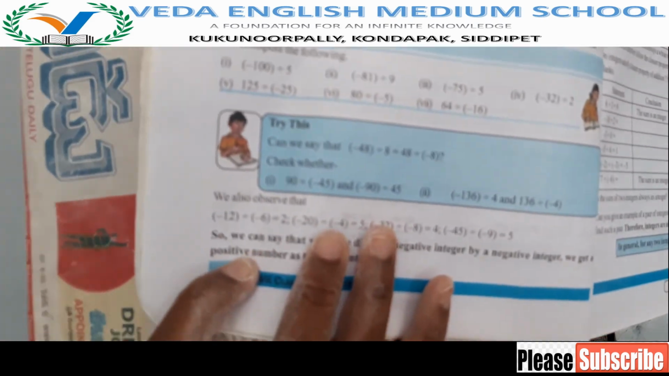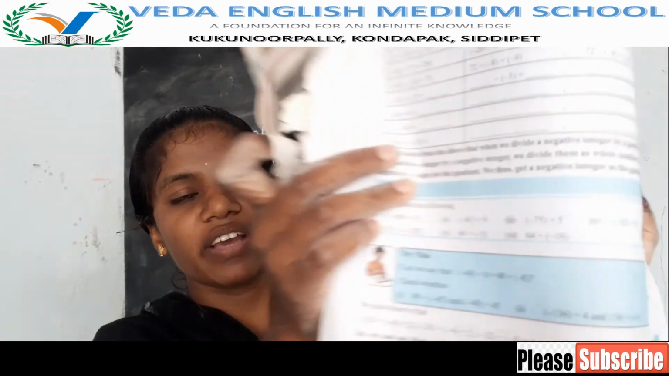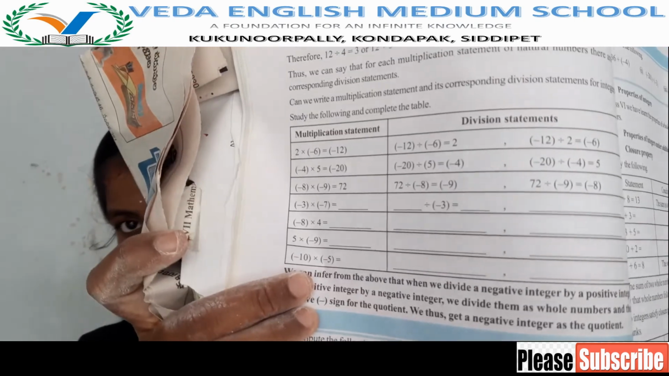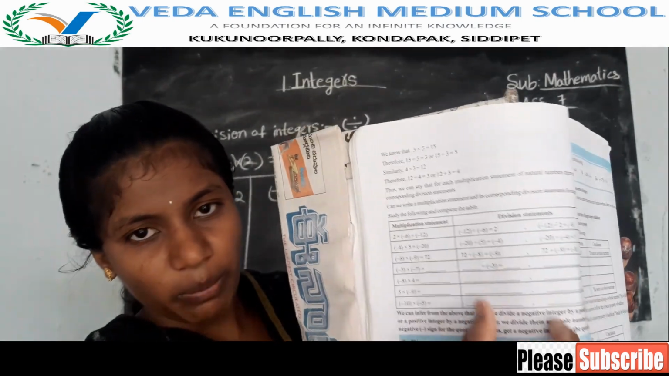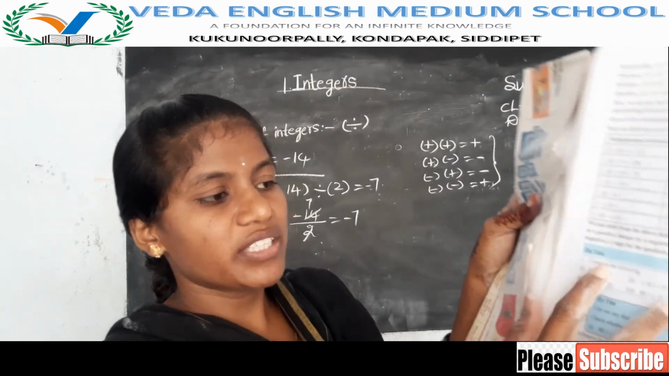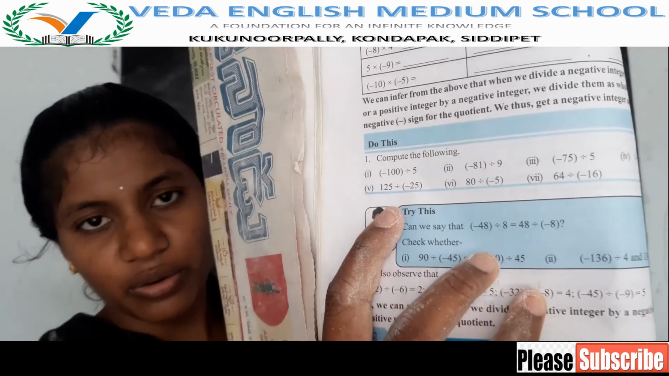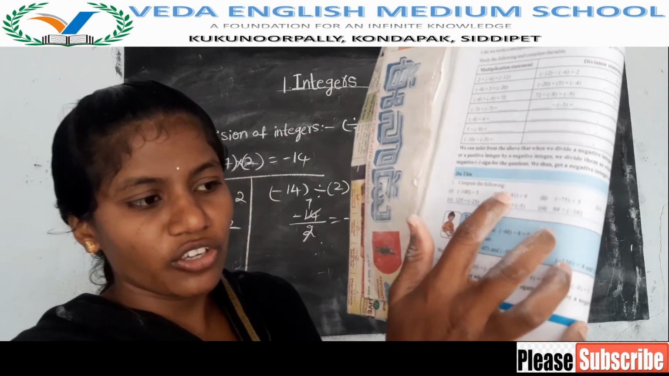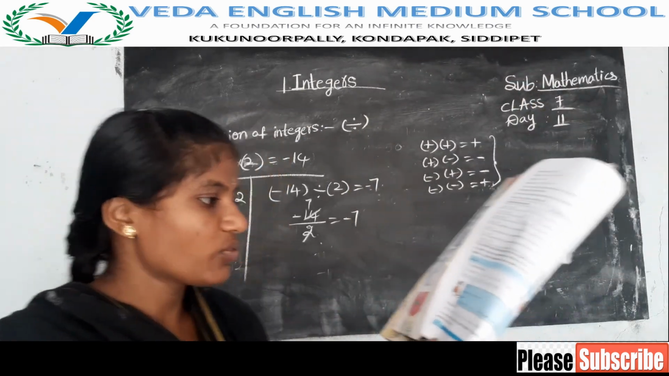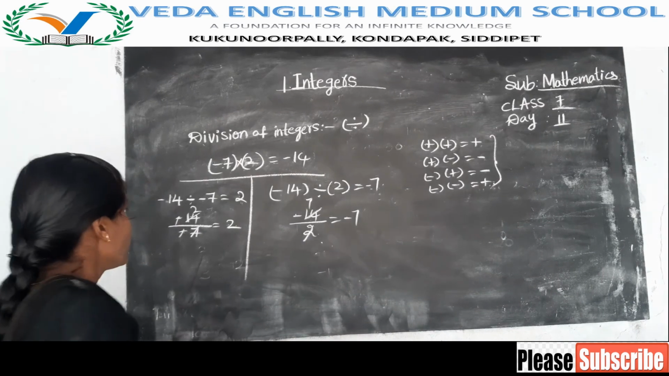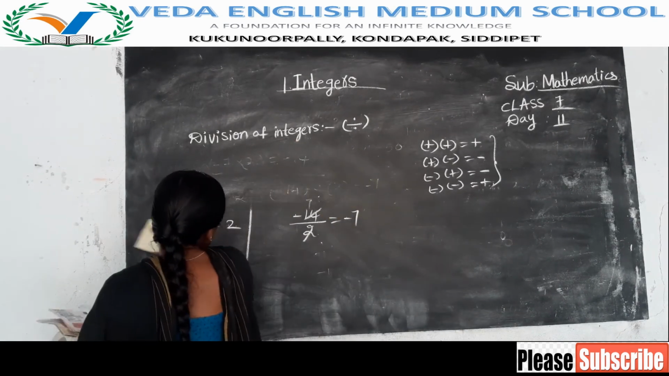So today, open your textbooks, page number 12. On page number 12 we have one multiplication statement. By using that multiplication statement you have to write two division facts. Some are completed, you have to complete the remaining and show to me. Afterwards you have to do this exercise in your notebook and send to me. Compute the following. That means what they have given as the first question.